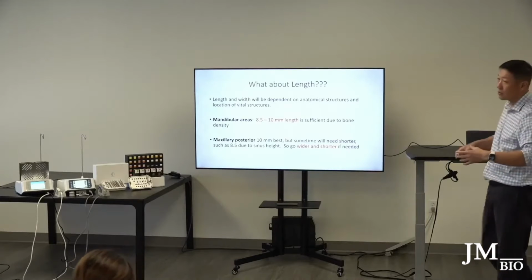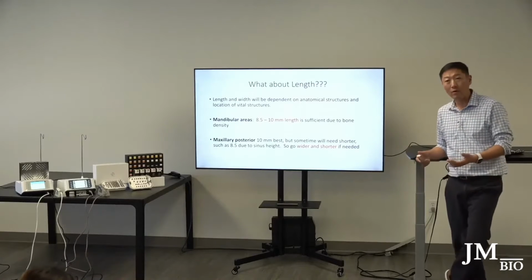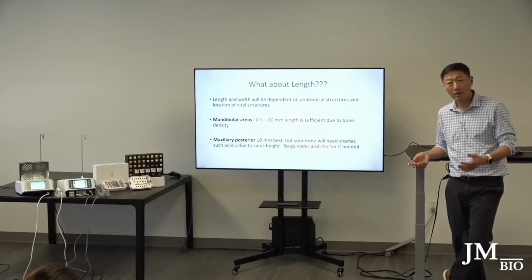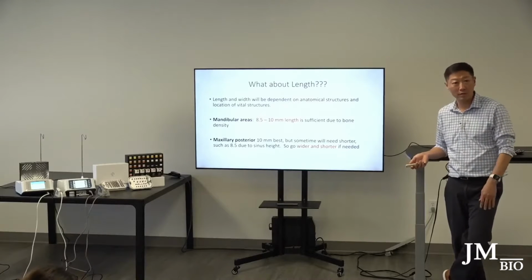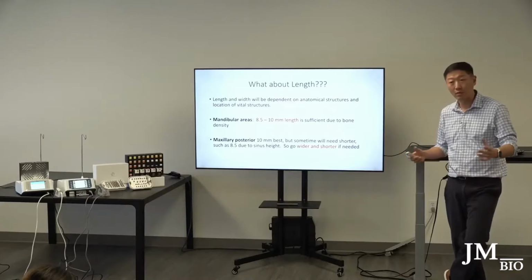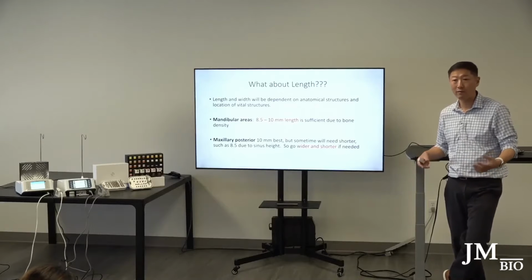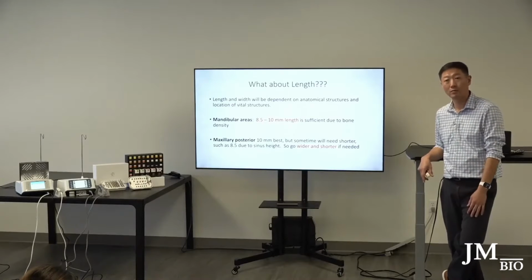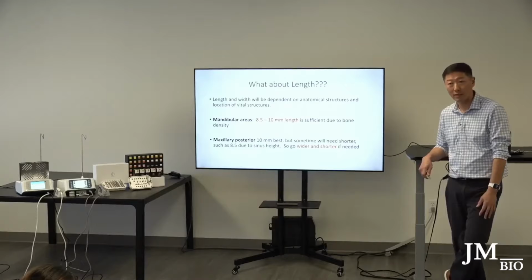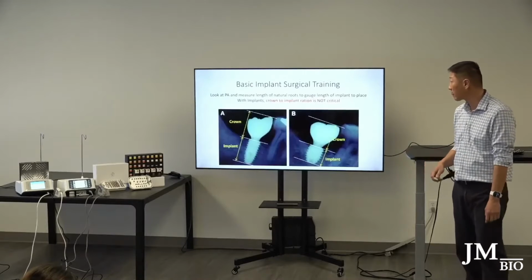Upper jaw, usually the bone is not as dense, okay? So a longer implant, 11.5, or 13 if needed, is possible, but we have the sinus and all these structures that are in the way. So fatter and shorter is always good, like 6 by 8.5 in the posterior mandible. In the maxilla, 5 by 8.5 is very good, stuff like that. So shorter and fatter if you can.